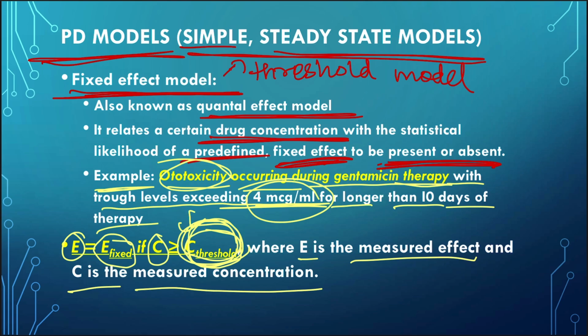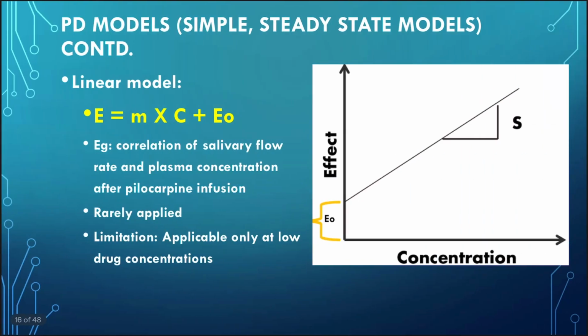So this was about the fixed effect model. Now coming to the next one, that is the linear model. In the linear model, what we say is the effect of the drug is proportional to the concentration of the drug present in the plasma, and as a result we get the equation E equals M into C plus E naught. So what is E here?